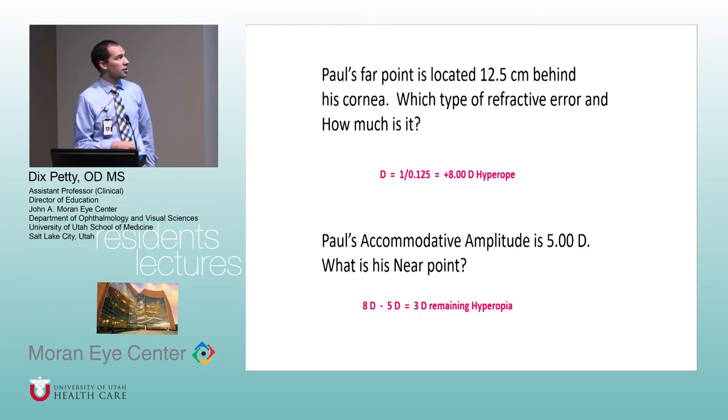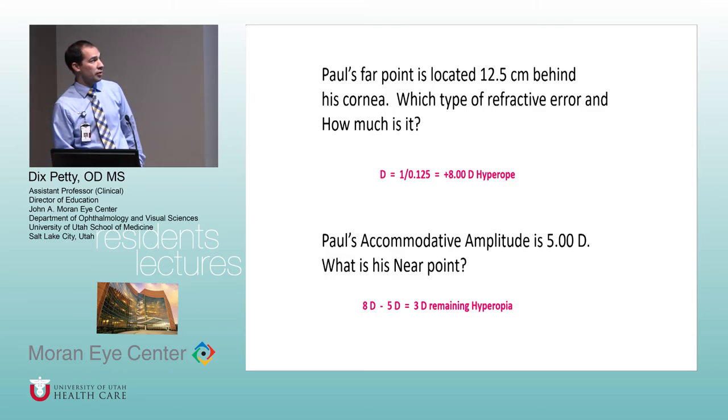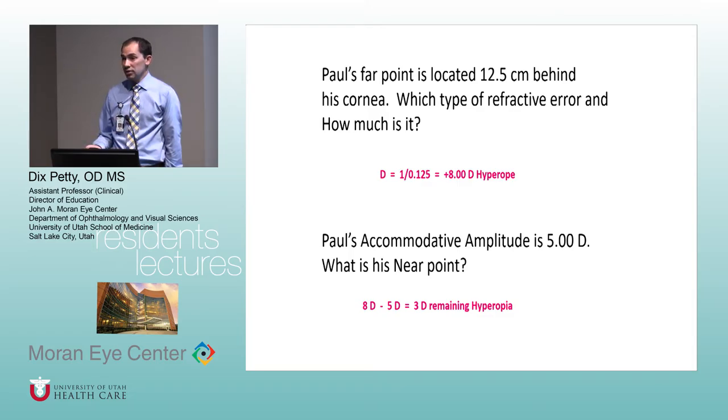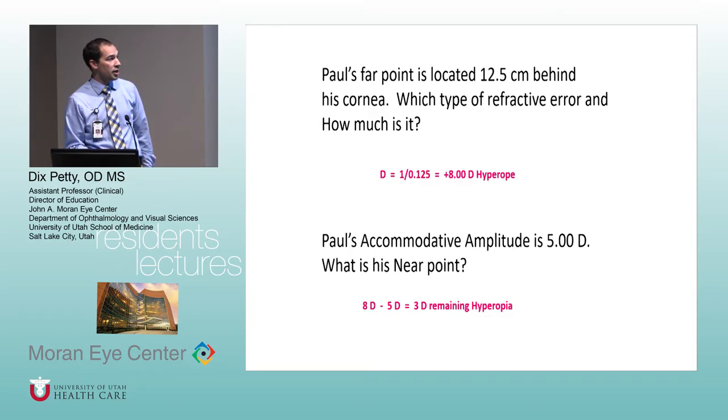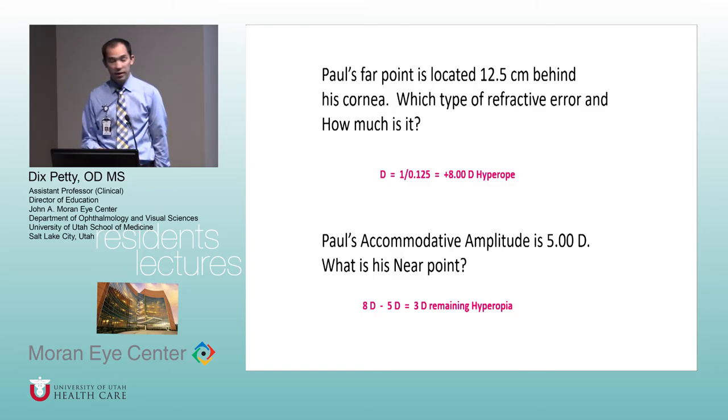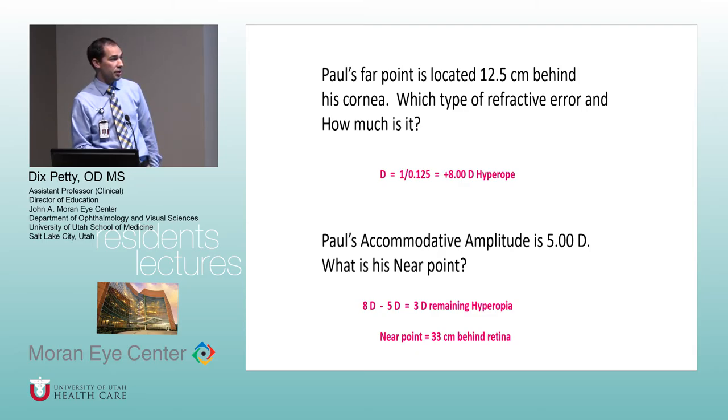So here's a little story problem. Paul's far point is 12.5 centimeters behind his cornea. So that's going to be a hyperopic prescription. How much is it? We just do 1 over 0.125. It's a plus 8 hyperope. His accommodative amplitude is 5 diopters. So what would his near point be? With accommodative amplitude, it literally is just like addition and subtraction. So he's a plus 8 hyperope. He can accommodate 5 diopters. So 8 minus 5, he'd still have 3 diopters of remaining hyperopia there. Which is bad news, because that means that his near point is actually behind the retina as well, because it's still a plus 3. So there's no area of clear vision for this patient in an uncorrected state. Everything's blurry.